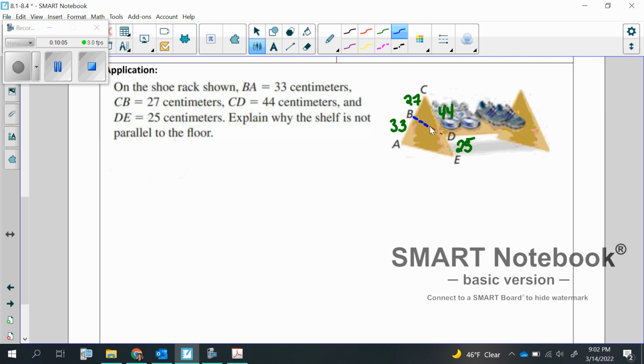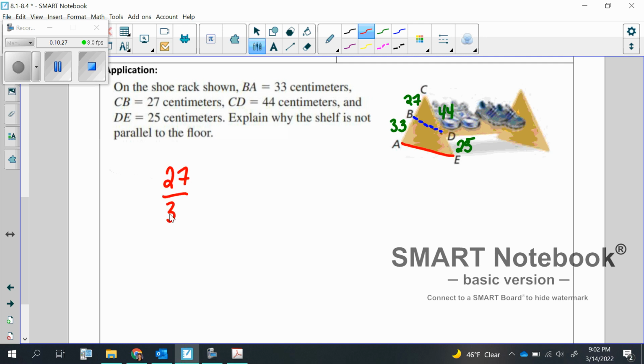So BD is kind of like my shelf here. That's what they're talking about. And they want to know, is it parallel? Or they're saying, why is it not parallel to the floor, which is AE? So the best way to prove that they are not parallel is to simply set up a proportion. So we would say, let's look at this left side over here.